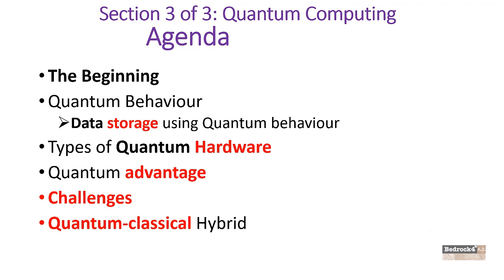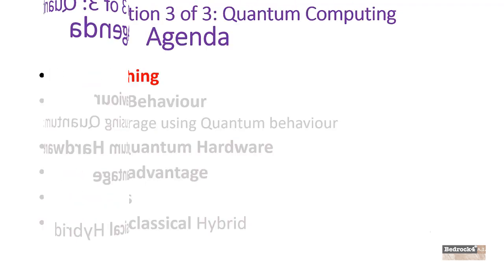Welcome to the last section of this discussion. Here we will understand how data is stored in quantum computers leveraging the bizarre behavior of quantum particles. Next, we look at different types of quantum hardware and how the quantum data storage concepts are implemented in each of these modalities. Thereafter, we will discuss the advantages of quantum computers over their classical counterpart, the challenges faced by quantum computers, and how they could team up with classical computers.